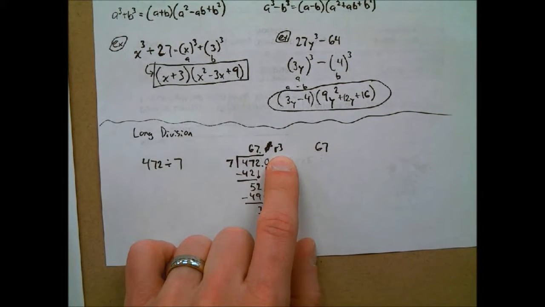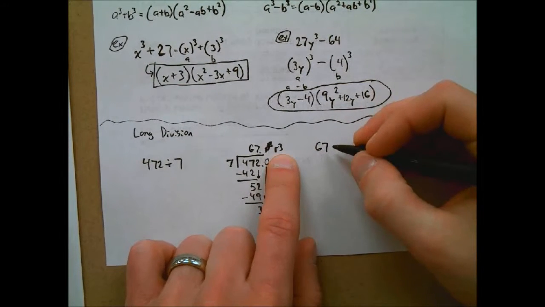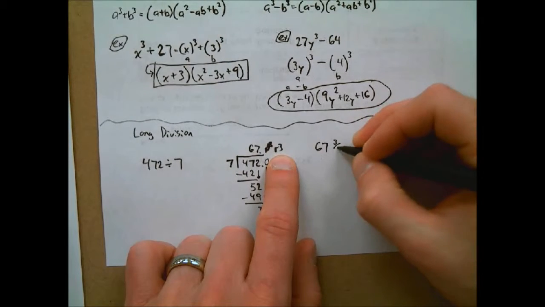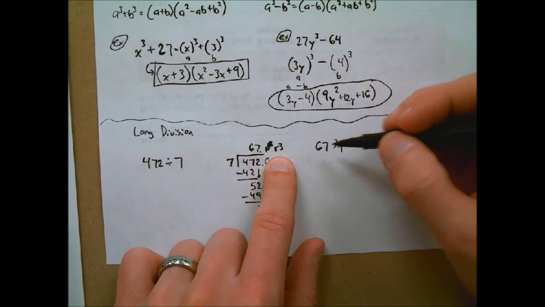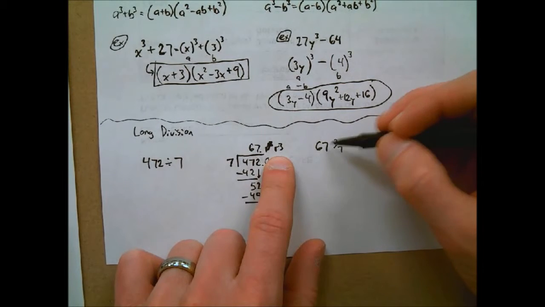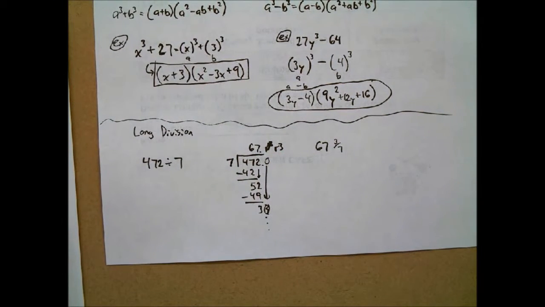It's not divided by 7 yet, so we're going to say 67 and 3/7 is another way you could write that. So you could say 67 remainder 3, but you could also say 67 and 3/7, right? That's the same thing. Okay? 67 and 3/7. If you don't believe me, let me show you.